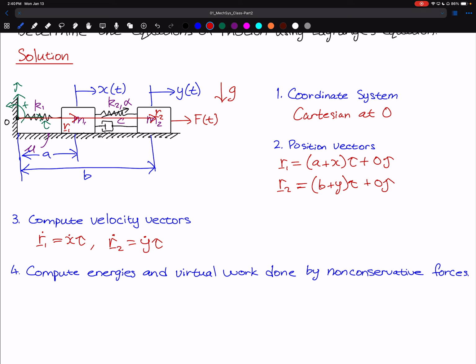Gravity? Gravity is a conservative force, but I appreciate you answering. So we have friction and the damper, and those are absolutely non-conservative. We now know that gravity is conservative. What else is conservative in this system? What are the other conservative forces? The springs are conservative. Anything else? I see a hand.